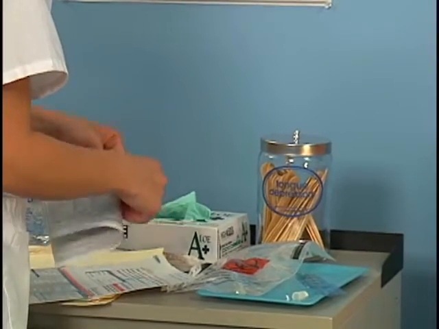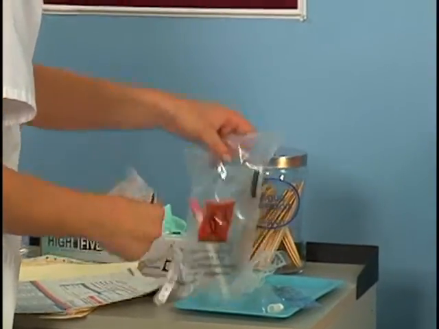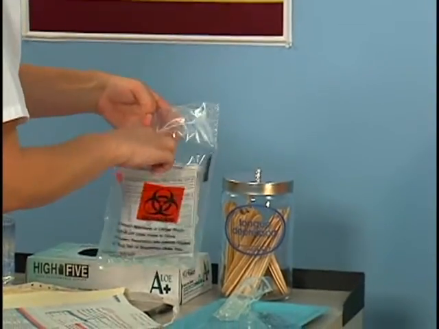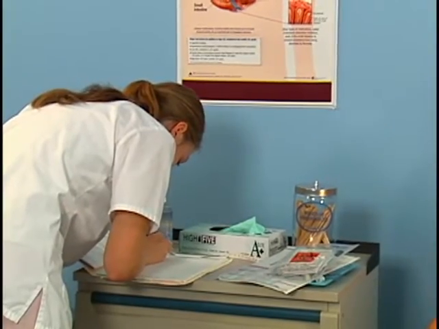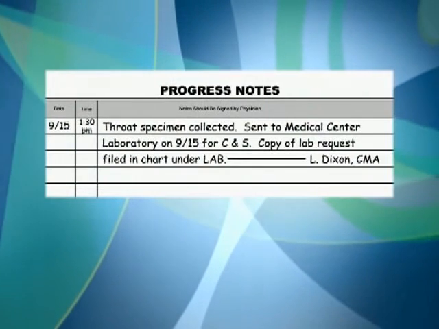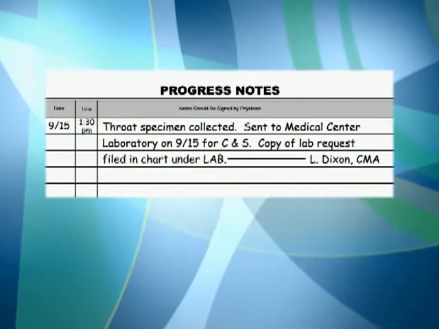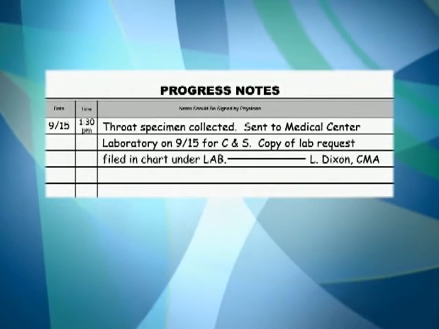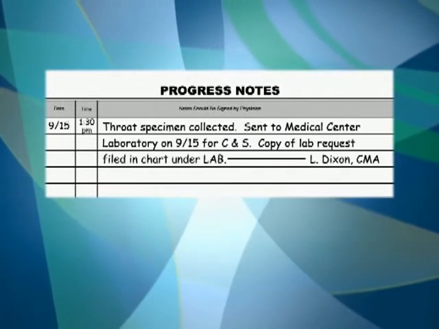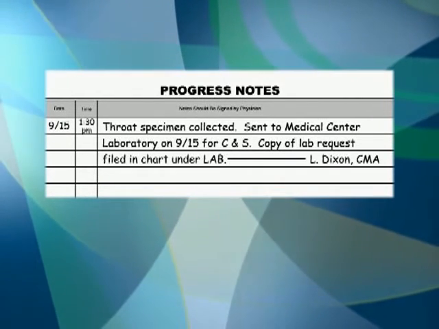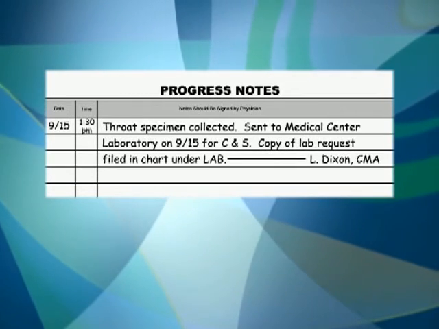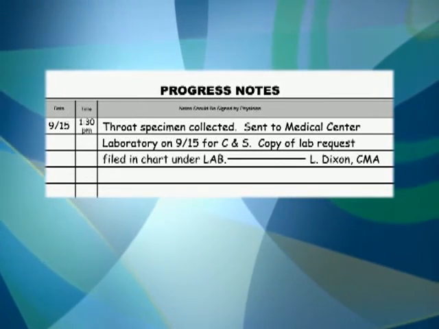Complete a laboratory request form. Place the laboratory request in the outside pocket of the specimen bag. Chart the procedure. Include the date and time, the type of collection, and the date the specimen was transported to the laboratory. File a copy of the laboratory request in the patient's chart. Place the specimen bag in the appropriate location for pickup by laboratory courier. The specimen must be transported to the laboratory within 24 hours.